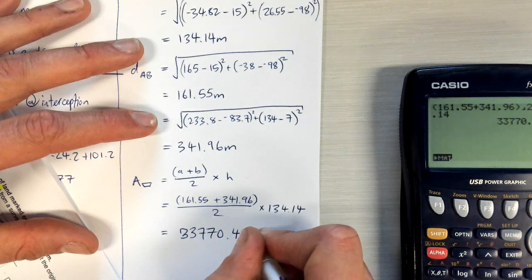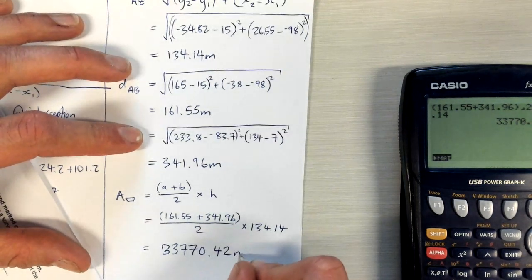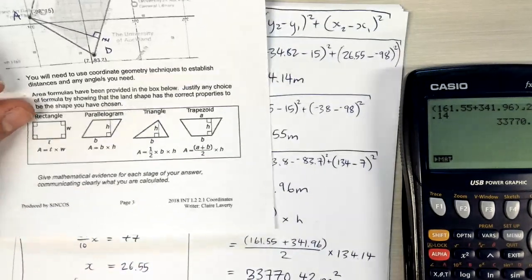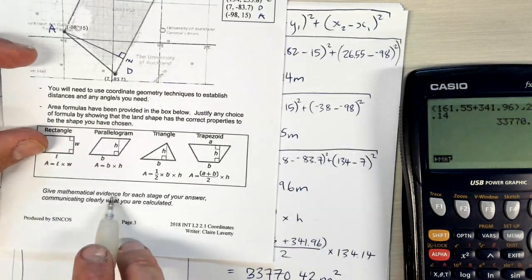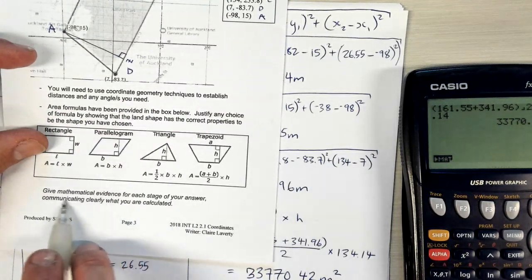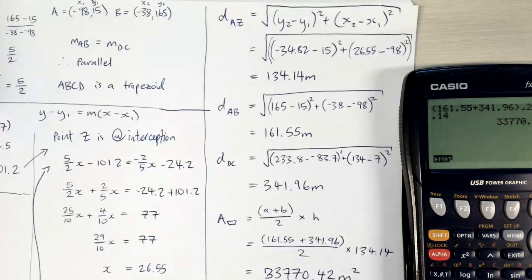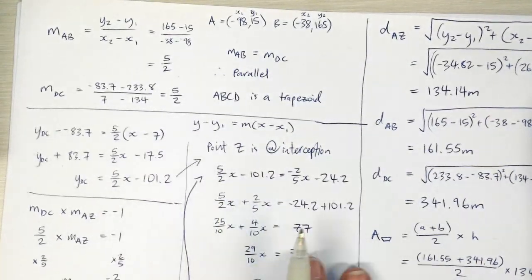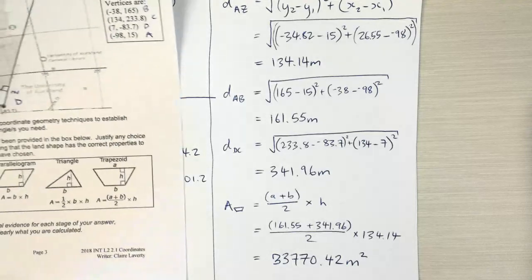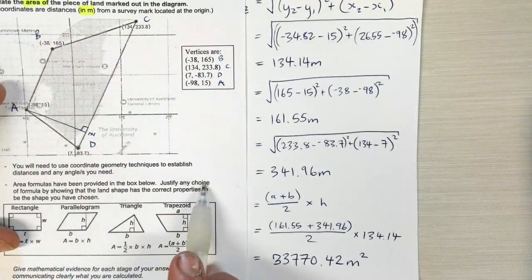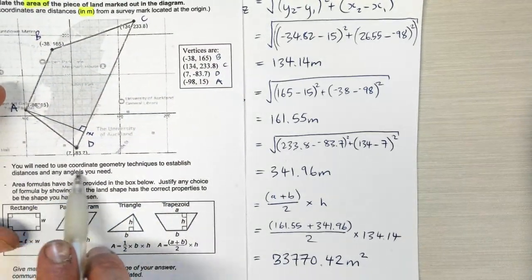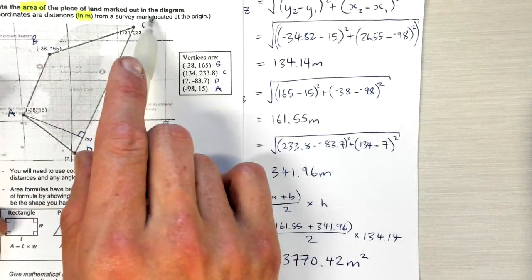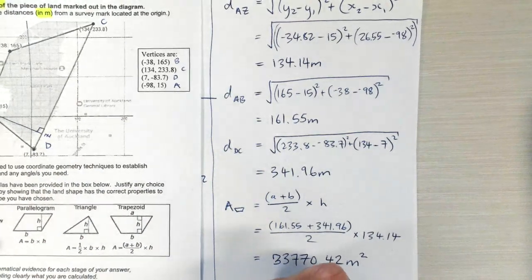0.42. I'll show you what I do for a logic test. Remember it's area, so it's meters squared. Let's just answer the question properly, and then we'll just have a quick recap. We've given mathematical evidence for each stage of our answer. We've communicated, or have we communicated clearly? Yeah, these labels are clear communication, and we've sort of made sure to point out what we're doing. What we haven't really done is write the area formulas. Calculate the area of the piece of land marked on the diagram. So we just write a little statement.